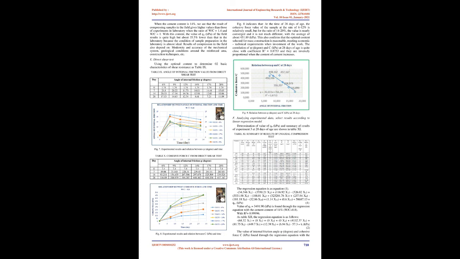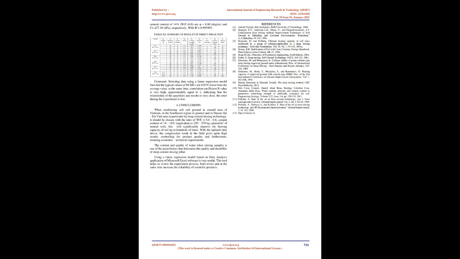the rate of 6 to 12% is relatively small, but for the ratio of 14 to 20%, the value is nearly converged and it is not much different, with the average of about 451.89 kPa. This also confirms that the optimal content selected for mass construction is reasonable, meeting economic, technical requirements when investment of the work. The correlation of degree, and C, kPa, at 28 days of age is quite close with coefficient R2 equals 0.8753 and they are inversely proportional when the content of cement increases. Fig 9. Relation between degree, and C, kPa, at 28 days.